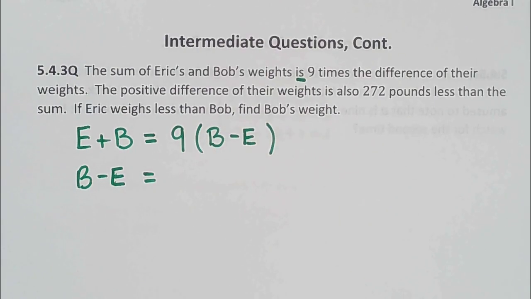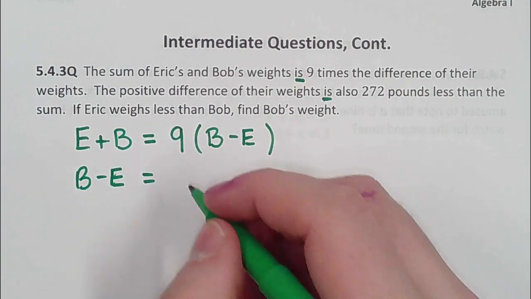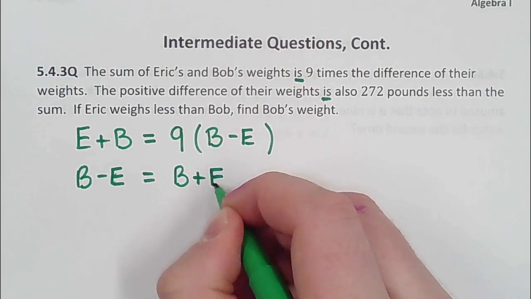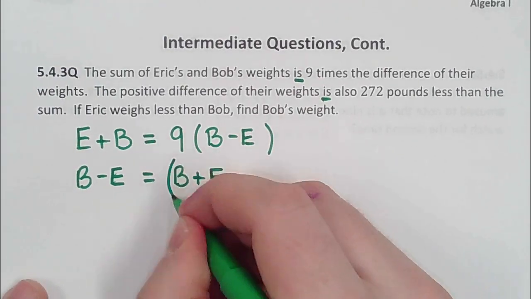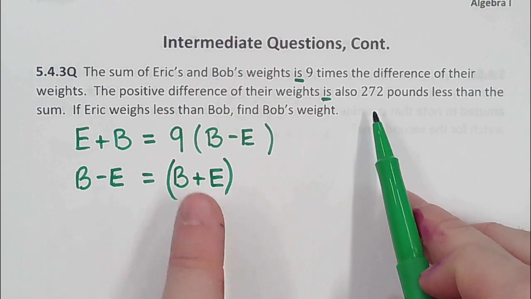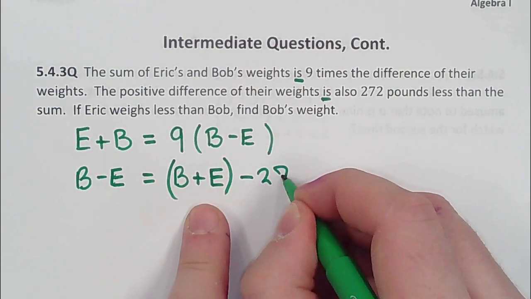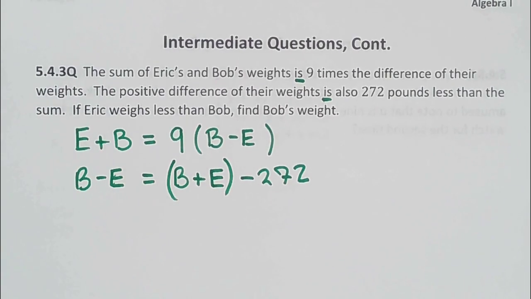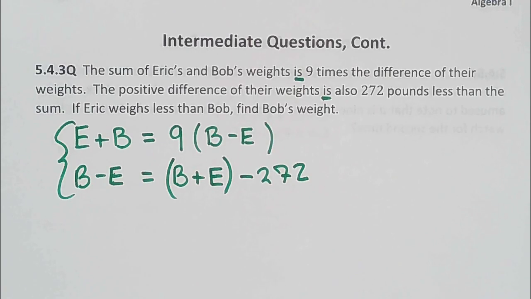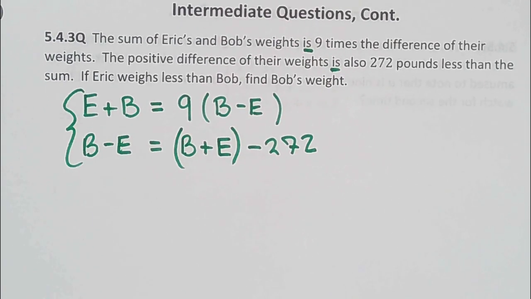So the positive difference of their weights is 272 pounds less than the sum. Less than their sum. So if we add them together, that's their sum, and I'll put that in parentheses. You don't really need parentheses, but I'll put that there. It's 272 less than this. Whatever this is, if we take 272 away from it, that'll be 272 less than this. Now, the numbers change here, but the setup is the same every single time. They want us to find what Eric and Bob's weight is. So this is a system of equations.